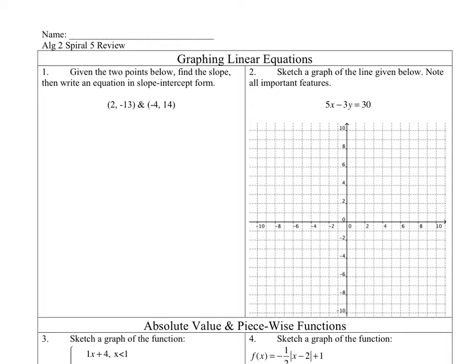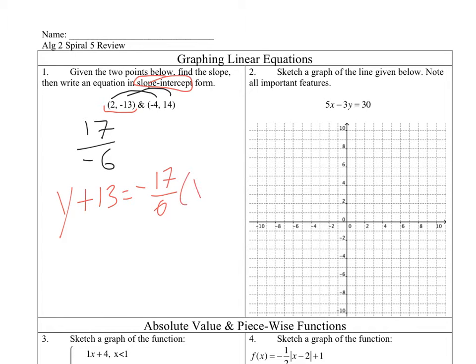Okay, my 2 points to find the slope: from negative 13 to positive 4 is going to be down 17, and from 2 up to negative 4 is going to be over 6. That's my slope. My equation, I'm going to write in slope-intercept, but first we're going to write it in point-slope. I'll use this point just for the sake of using this point. So y plus 13 is equal to negative 17 over 6, x minus 2.